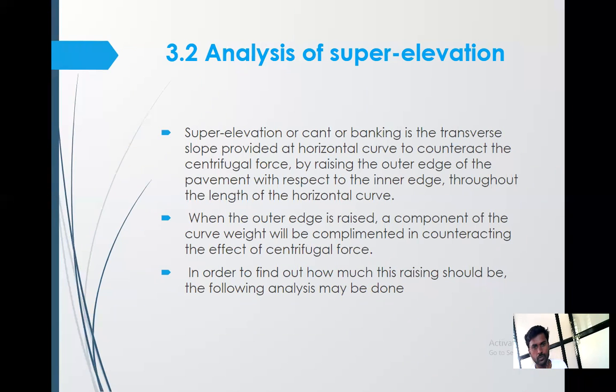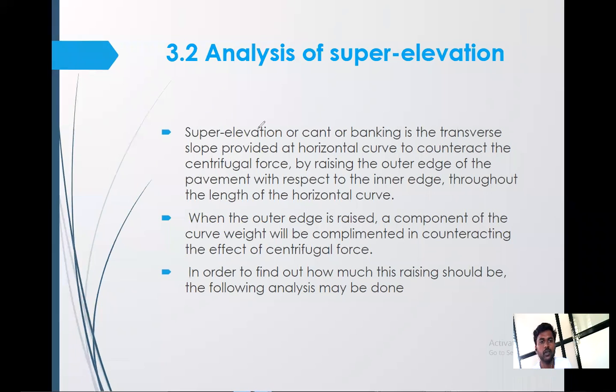We know this: the superelevation, or the cant, or banking, is the transverse slope provided at the horizontal curve to counteract the centrifugal force by raising the outer edge of the pavement with respect to the inner edge through the length of the horizontal curve.